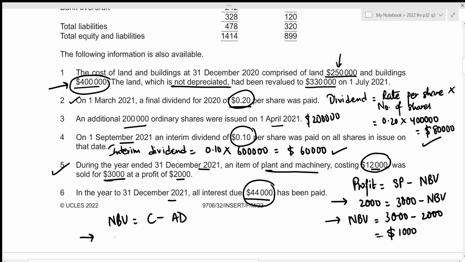So let's substitute the values. Our net book value is 1,000. Our cost is given to be 12,000 minus accumulated depreciation. So this gives our accumulated depreciation to be 12,000 minus 1,000, which results in 11,000.